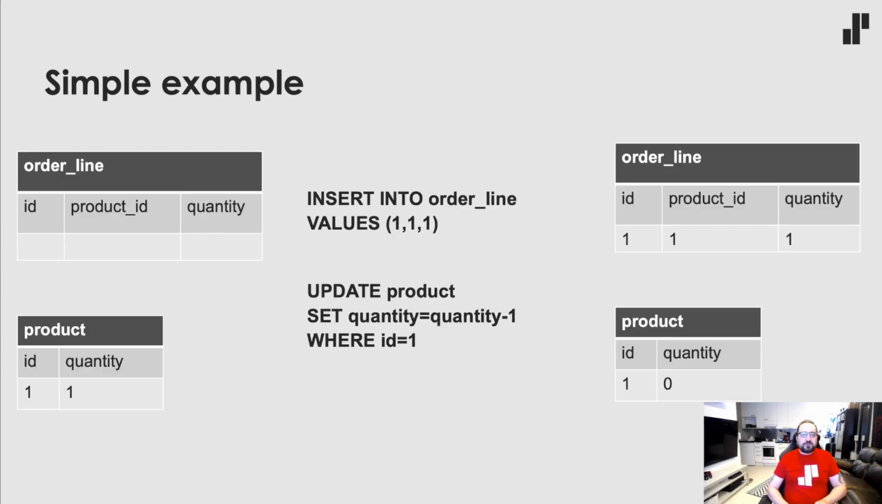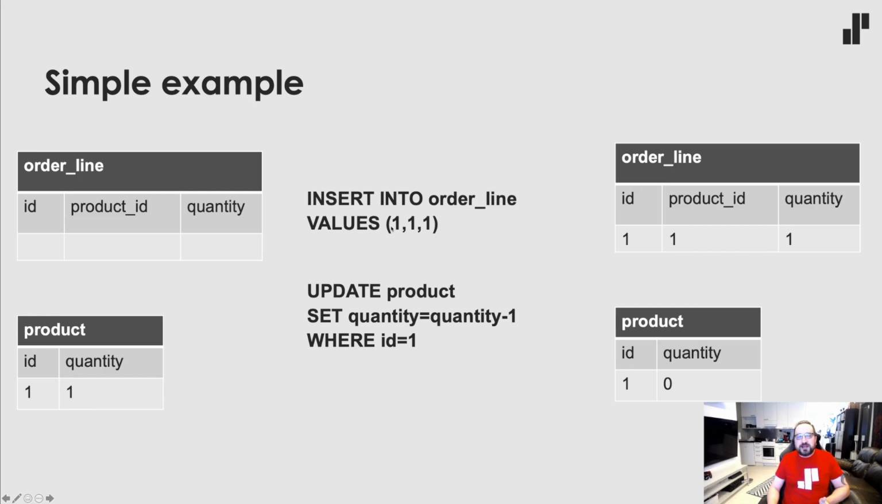I have a very simple example for you. So we have orders and we have products. This is actually an order line. The idea is that product is our inventory. This is a table in the database. And let's say ID 1 is a carrot. So we have one carrot. Somebody is trying to buy it.